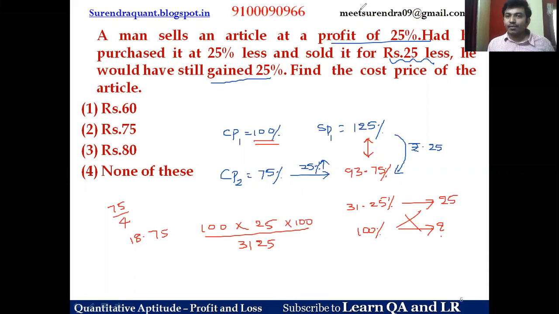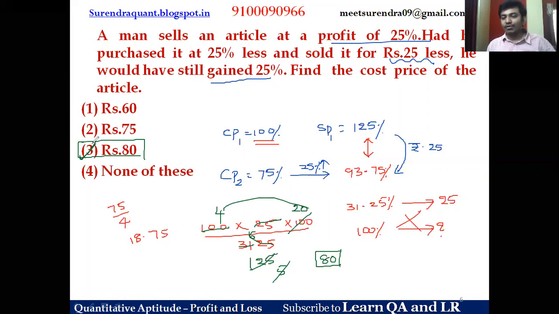Now, what about the balance simplification, right? So 25 ones are 25, 6 remainder, 25 25s are 625. 25 fours are 100, 25 fives are 125, 25 twenties... and 4 twenties are 80 rupees. So 80 rupees is the CP, and that is the option. So friends, in this way, you can easily work out such questions.